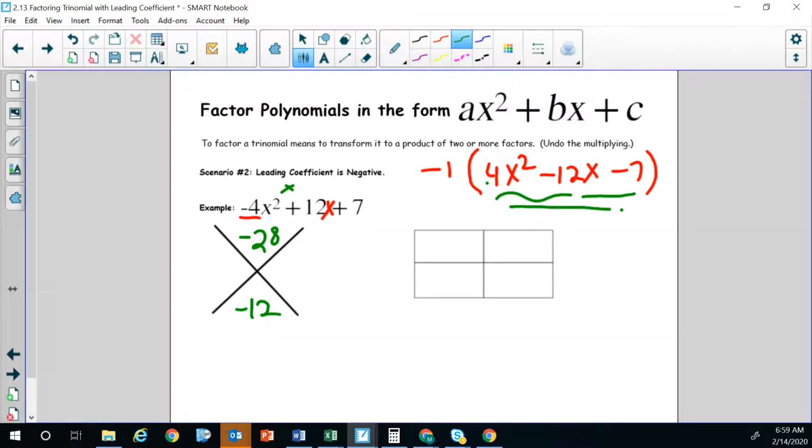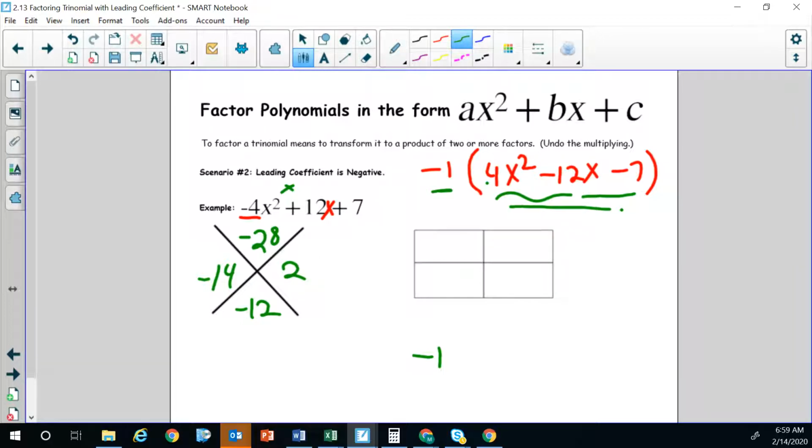Now, you must be careful of this. This -1 is a part of your answer, so do not forget about it. So I'm going to write it down here, -1. That's going to be part of my answer. So the question is now, what are the factors of -28 so when I add them, I get -12? And the answer is -14 and 2. Those are two factors of -28. When I add them, I get -12, but when I multiply them, I get -28. All right. So my x is completed now.